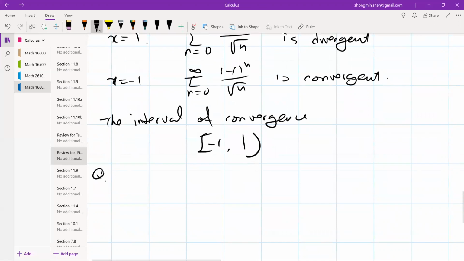So the next problem. Let's just look at this. It's the same kind of problem. I was asking to figure out whether this is absolutely convergent, conditionally convergent, or divergent. And this student says that it is absolutely convergent.